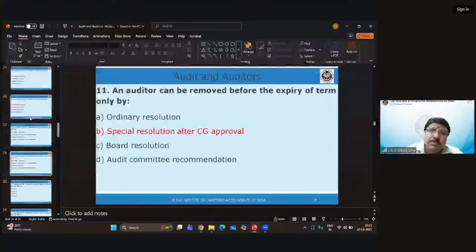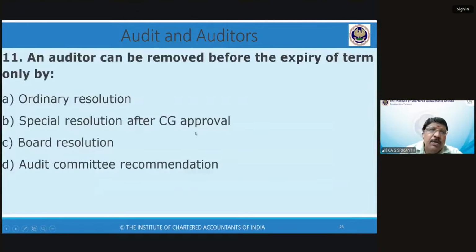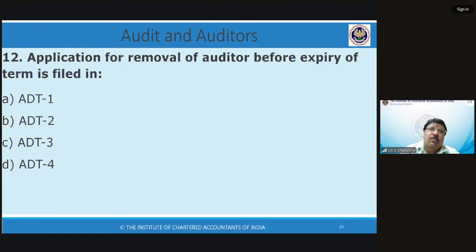We have all seen all this. Yeah, this is what we have just now studied. An auditor can be removed before the expiry of term only by... Sorry, just now you learnt it. Answer 11 is correctly put B. Correct. Thank you. You are absolutely correct. Application for removal of auditor before expiry of term is filed in... Well, also B. 12 is B. Correct, ADT-2.